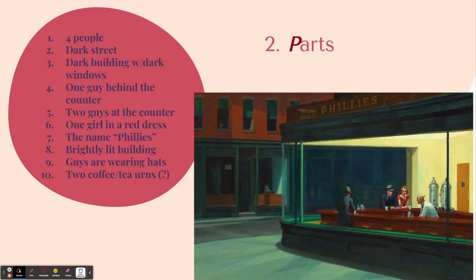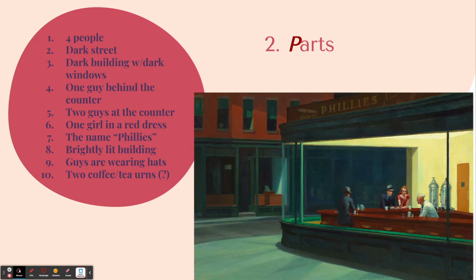Now I'm going to go into more detail. I'm not making full sentences. I'm slowing down and I'm listing what I see. 4 people, a dark street, a dark building with dark windows. 1 guy is behind the counter. 2 guys are at the counter. 1 girl in a red dress. The name Phillies. Brightly lit building. Guys are wearing hats. 2 coffee or tea urns.